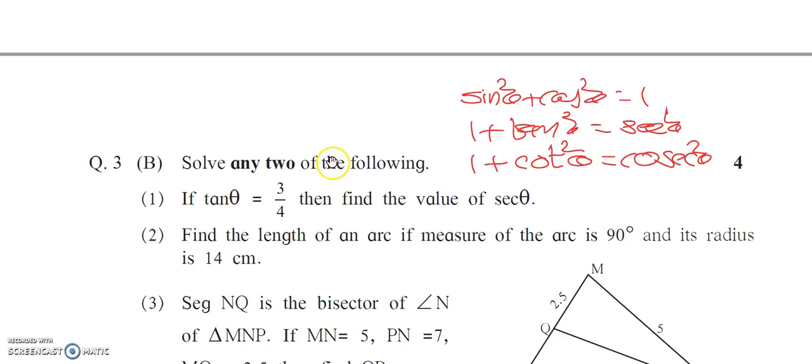Other than the identity, we can also find the value of sec theta by using the triangle. Means what? It is like this, a triangle. And next, this is theta. Suppose this is the measure of the angle. In triangle ABC, the opposite side is 3, adjacent is 4, hypotenuse is 5. What is sec theta? Sec theta is the reciprocal of cos theta. Cos means what? Adjacent side upon hypotenuse. Sec theta is hypotenuse upon adjacent side, that is 5 by 4. In this way.